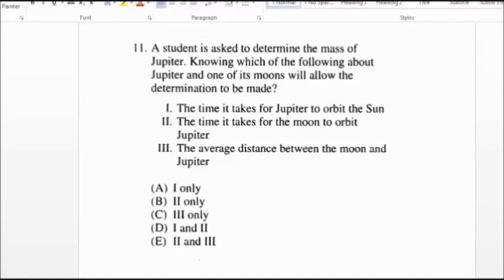So the mass of Jupiter can be found by knowing 2 and 3. The time period is a function of the mass and the distance. Okay, so there is an equation. There are 3 variables. If 2 are known, the third can be found. So 2 and 3. So the answer is E.